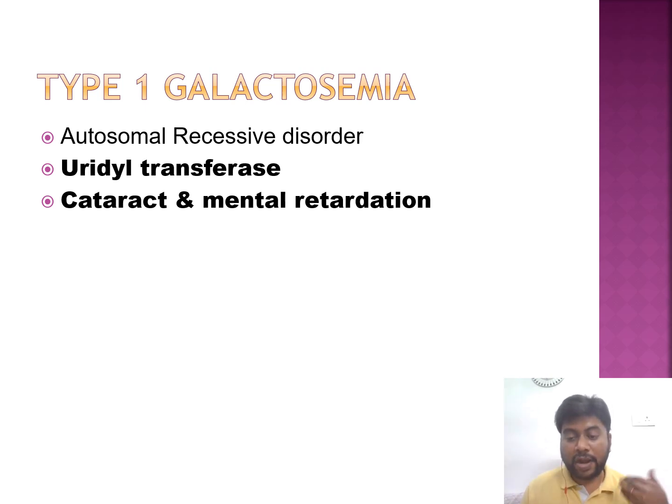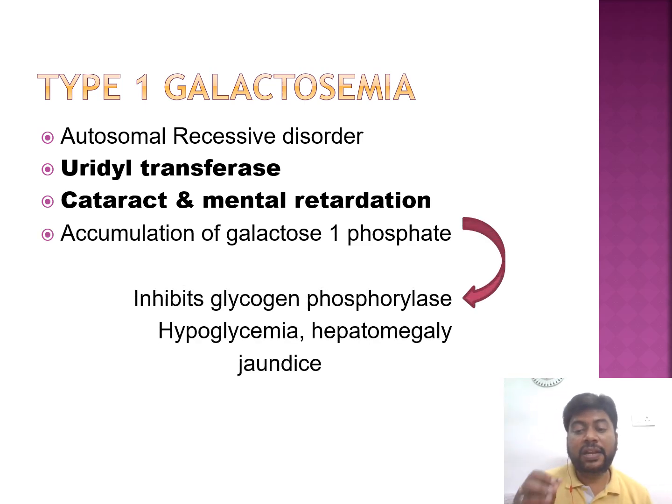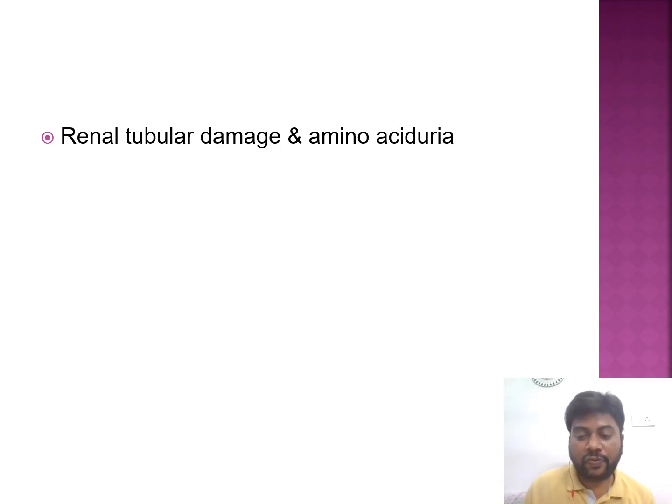But when galactose 1-phosphate accumulates, it inhibits the enzyme glycogen phosphorylase, which is the rate limiting enzyme in glycogen breakdown. If that enzyme is inhibited, glycogen cannot be converted to glucose. So it leads to excess accumulation of glycogen in the liver, causing hepatomegaly and jaundice, and decreased production of glucose, leading to hypoglycemia. Excess galactose 1-phosphate can also cause renal tubular damage and interfere with the reabsorption of amino acids, leading to aminoaciduria.